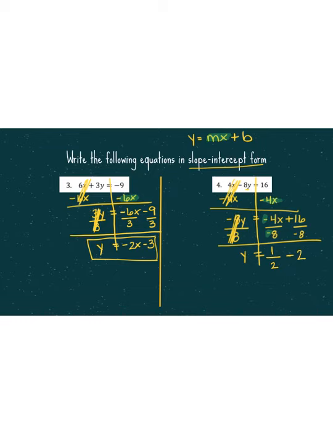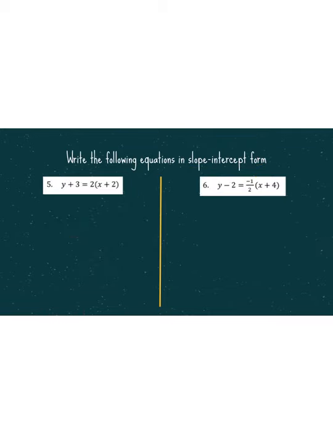So y equals 1/2, whoops, I'm sorry, I forgot my x. There should be an x there. 1/2 x minus 2, and that's in slope-intercept form. So that's all you need for that one. Okay, number 5 is also asking for slope-intercept form.